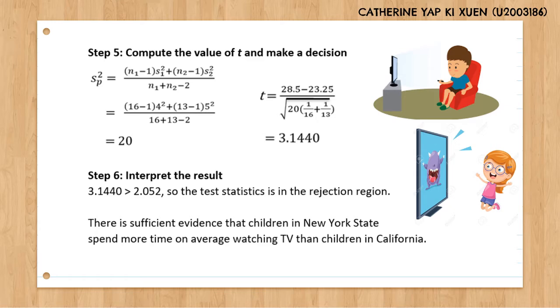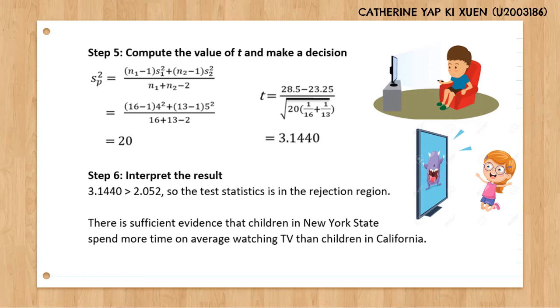In step 5, we have to calculate the pooled variance for the two samples by using the formula below, and we put in the values given and we will get the answer 20. We can find the t-value also by using the formula given, and we substitute the values inside the formula, and the final answer we get will be 3.1440.